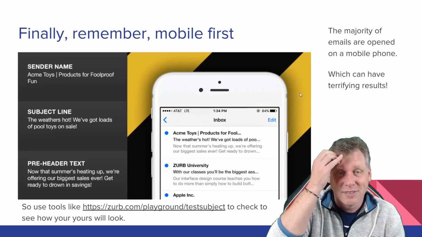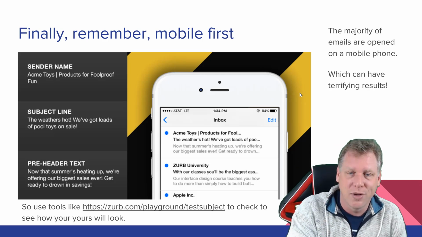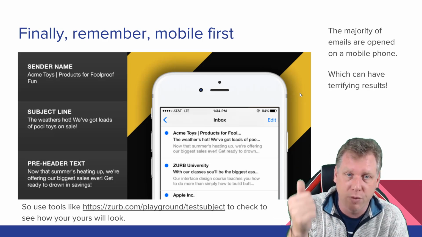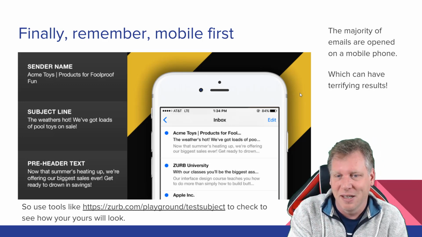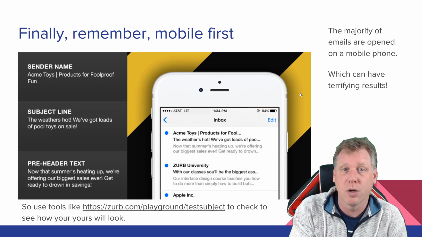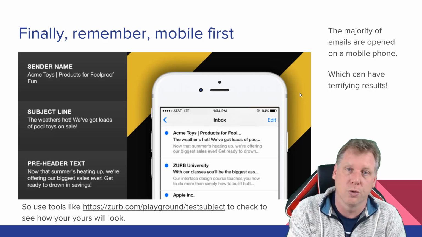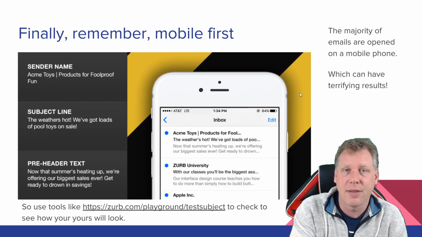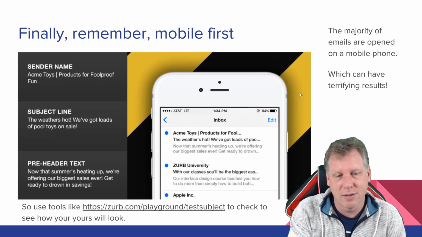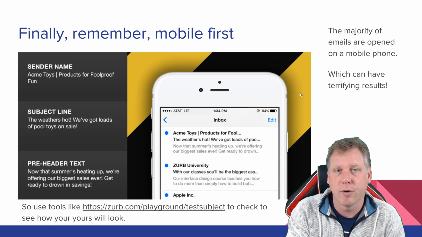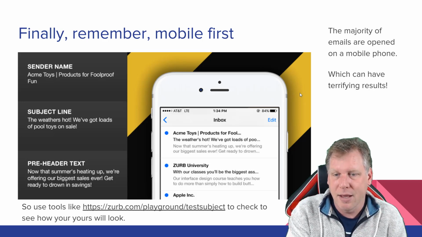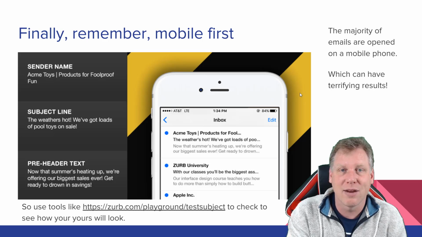But remember, just a little warning, remember, mobile first. The majority of people will look at your pages, read your emails on a mobile. This is a classic one here. It was sent by Acme Toys, products for food-proof fun. Subject line was, the weather's hot, we've got loads of pool toys on sale. Preheader text, now that summer's heating up, we're offering our biggest sales ever, get ready to drown in savings. What shows on the phone? Acme Toys, products for fool. The weather's hot, we've got loads of poo. Now that summer's heating up, we're offering our biggest sales ever, get ready to drown.